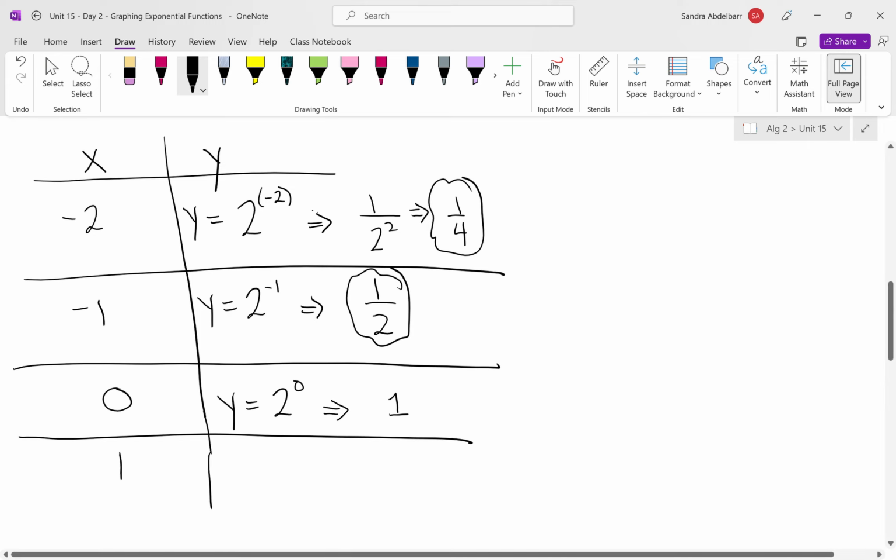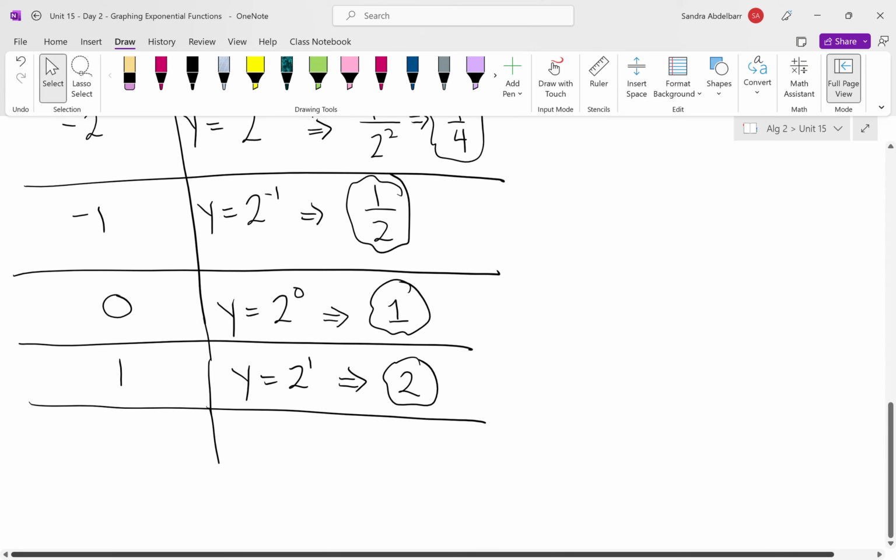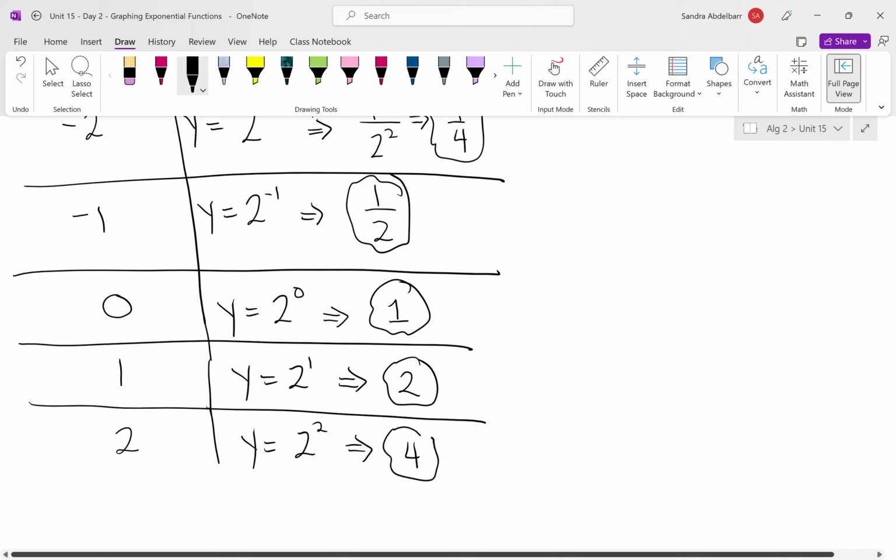Now let's substitute in 1. Y equals 2 to the 1st power, which is 2. And the last one I'm going to substitute in now is +2. Y equals 2 to the 2nd power, which is 4.